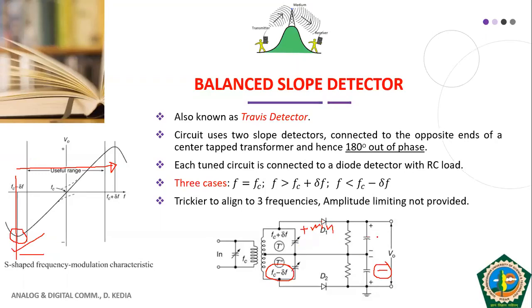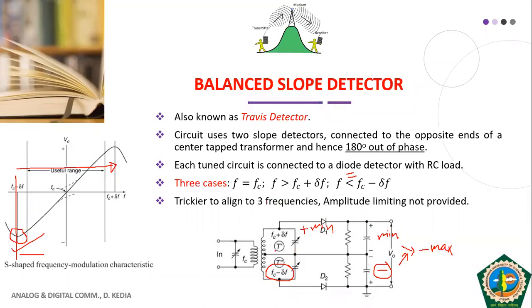So your positive portion is minimum here, and the negative portion is maximum. As a result, the net output will be negative maximum. So what does it mean? It means that if my incoming signal frequency is equal to fc minus delta f, then I'll be getting the most negative amplitude. So I hope you have been able to understand how the frequency of the incoming signal is being converted into amplitude changes.